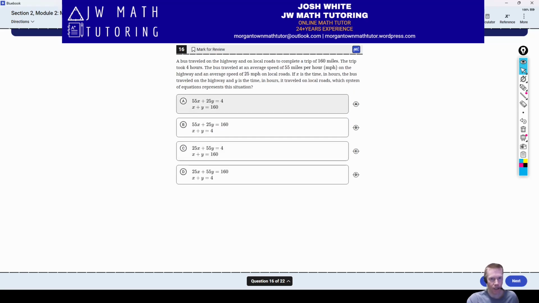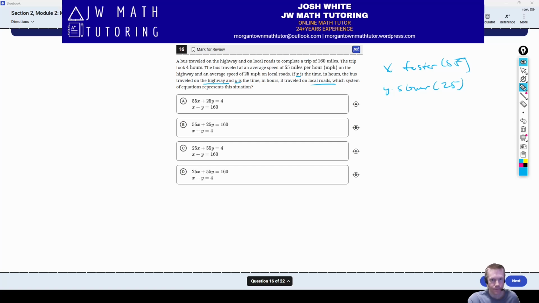All right, next up we have a linear interpretation problem with systems of equations. So if you go and read through this problem here, basically you have this trip, it's 4 hours in total, and this bus is traveling at two different speeds. It's traveling at a slower speed for some period of time, and a faster speed for another period of time. So x is the faster speed because that's the highway speed, and y is the slower speed because that's the local road speed. The faster speed, the 55, the slower one, the 25.